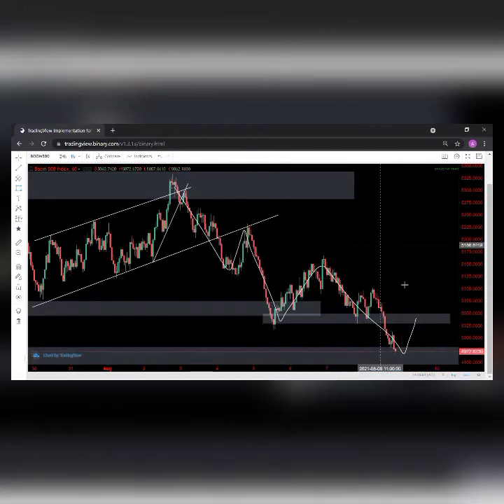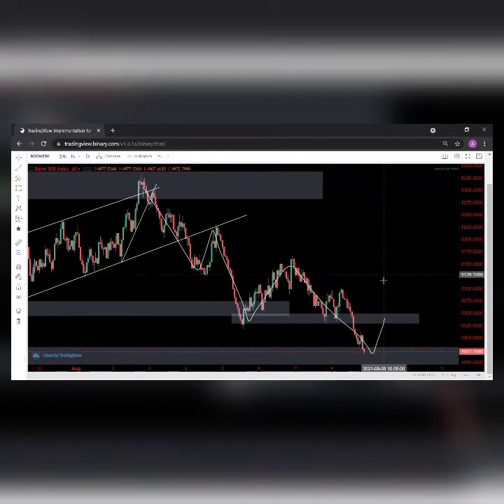You understand? Yes, sir. So see, market structure is very simple. It's just lower lows, lower highs, equal highs, break of market structure, retest, change of trend.